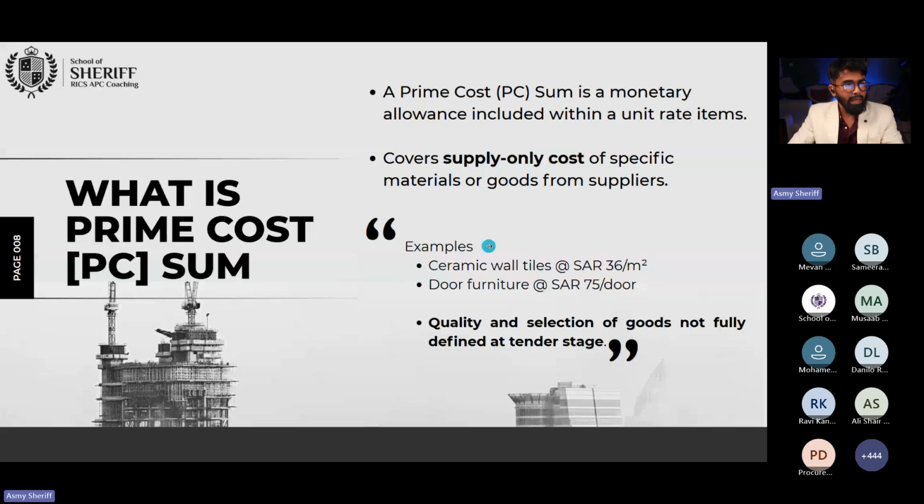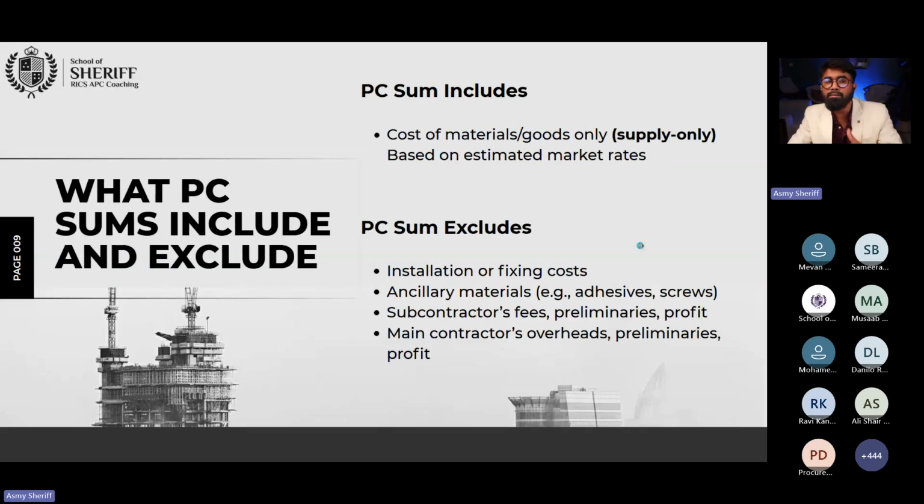Okay. So when we speak about prime cost, what are the items you as a contractor, or maybe you as a client, are going to ensure that prime cost includes? As I said earlier, prime cost will only include the material cost, the supply only cost. No installation in it, no overhead in it, no attendance in it, no other cost in it. Nothing in it. It's merely the bare supply only cost.